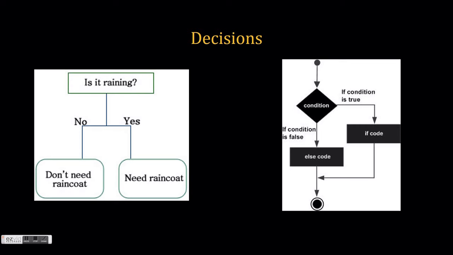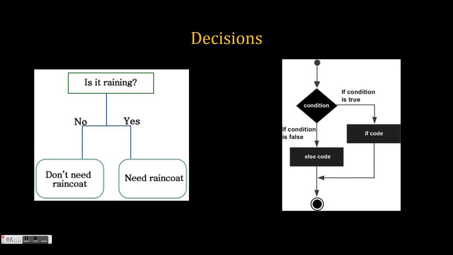Depending on the outcome of this, you can do one of two things. If it is, then you take your raincoat. If it's not raining, then you leave your raincoat. So in computers, if we look at this diagram on the right, this question that you're asking is referred to as a condition. Now, the yes or no evaluates to true or false. That's how computers essentially process yes and no. So these true and false values are referred to as Boolean expressions.